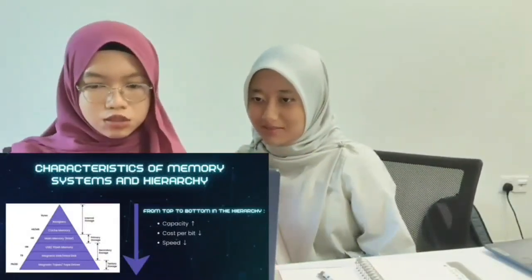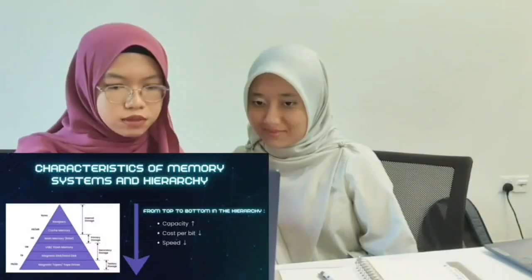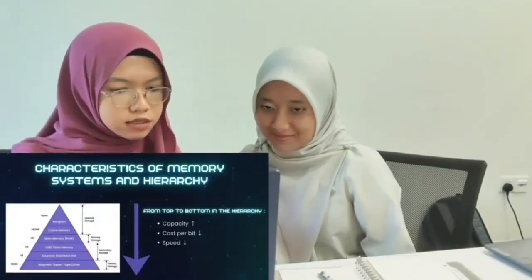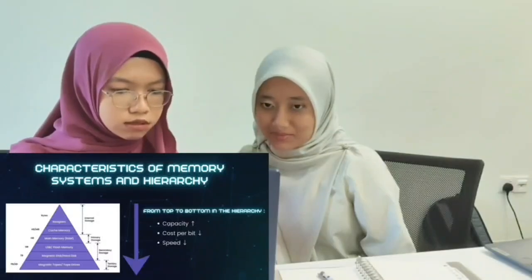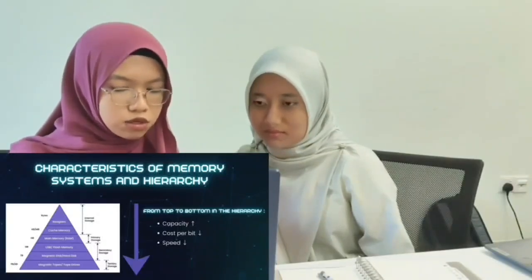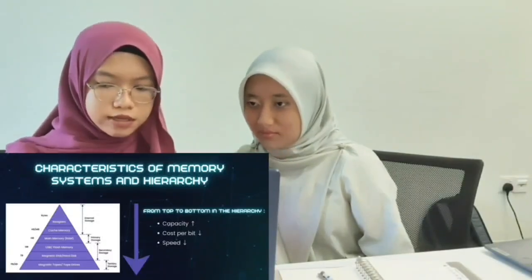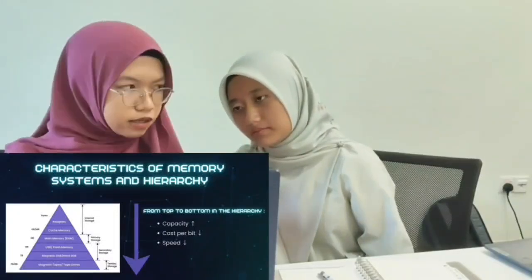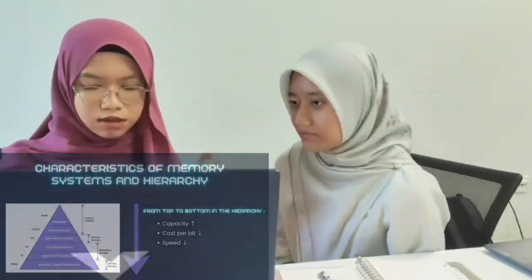Yes, right. So this is about memory hierarchy. Memory hierarchy is how a computer organizes its memory from fastest but smallest to slowest but largest, which is from top to the bottom. As you can see here, the capacity increases, and cost per bit and speed decrease. Do you understand? Okay.